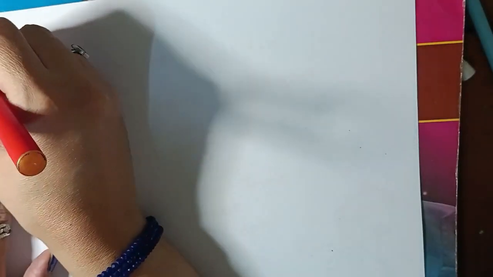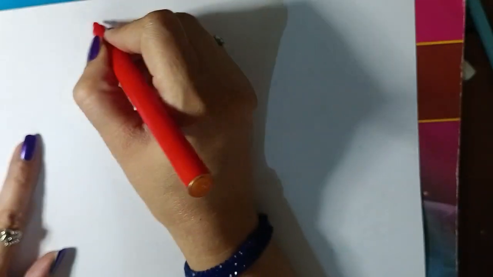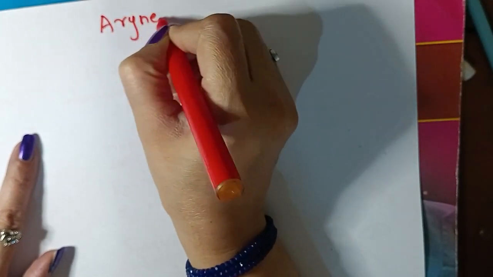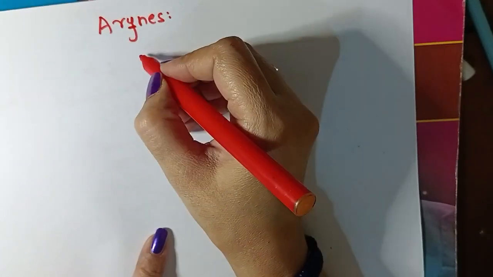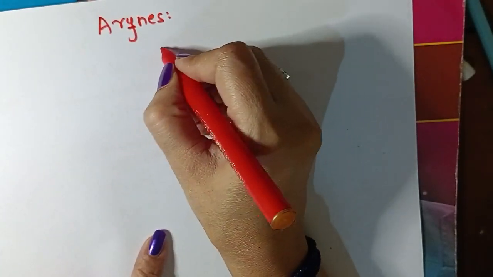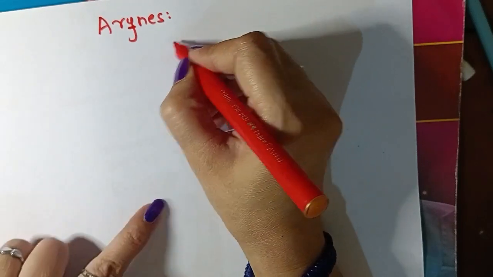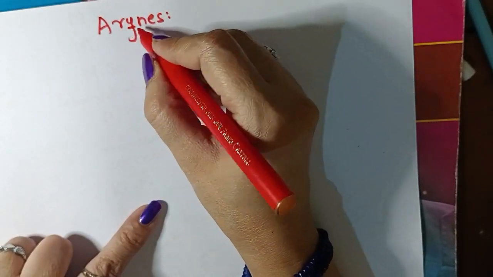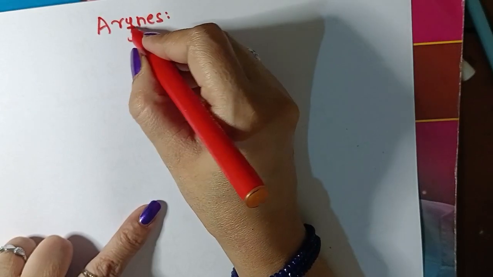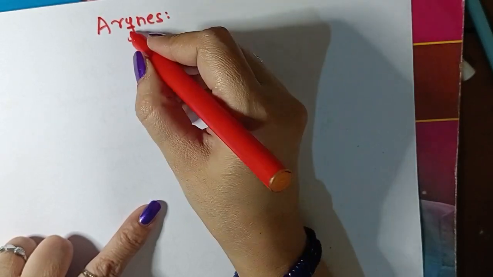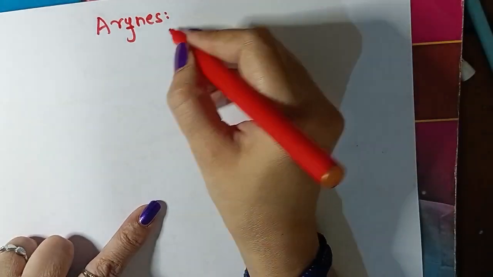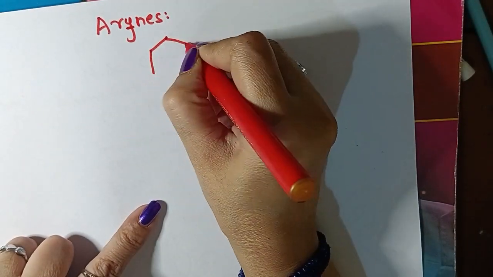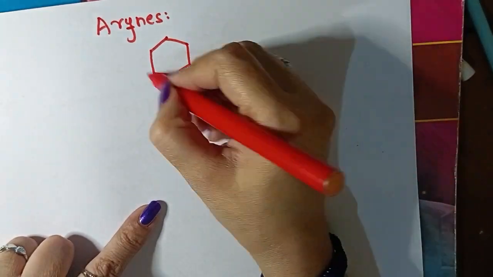Now let me show you the structure of arynes. Arynes are another important group of reaction intermediates. As the name suggests, it is a kind of benzene ring. Arynes come from arenes, only E is replaced by Y. So what were arenes? Arenes were benzene. Benzene rings are called arenes.